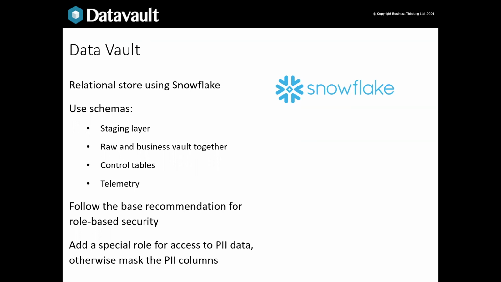And as far as the security goes, we recommend you follow the base recommendation from Snowflake for role-based security. We've got a whole other paper on security setup in Snowflake with Data Vault that we might present at a future event. And one thing we do recommend, though, is you add a special role for access to PII data. Otherwise, that data is masked. So you'd mask by default any PII data unless someone had that role granted to them to view that data.